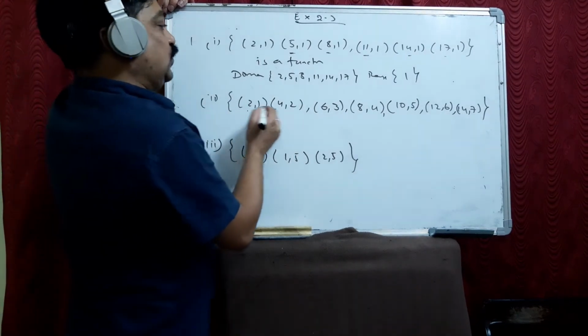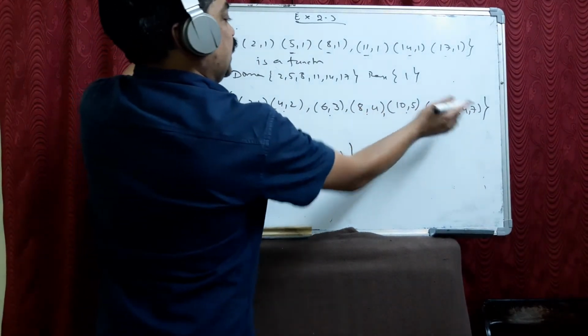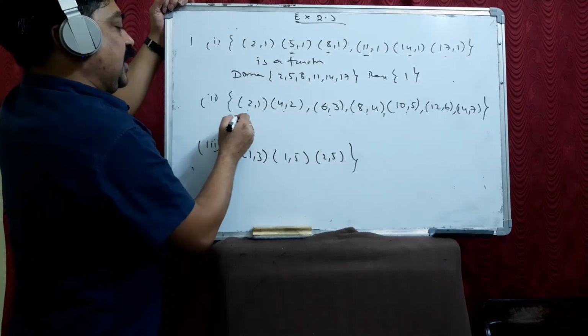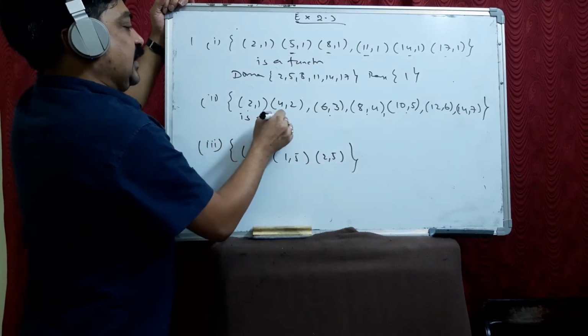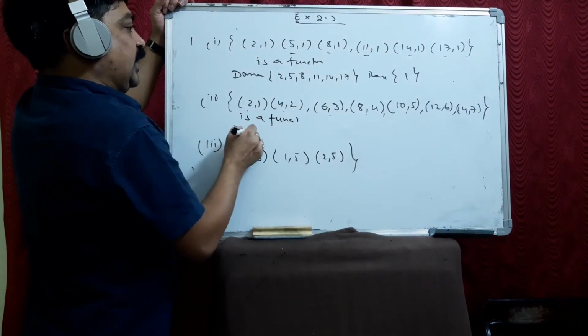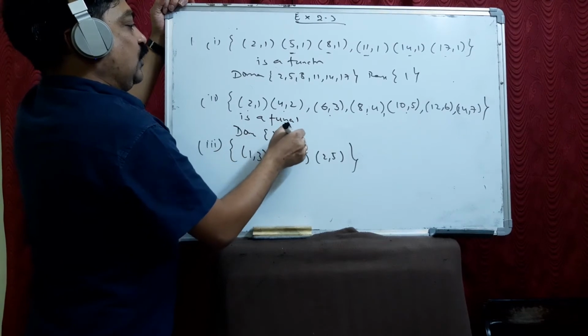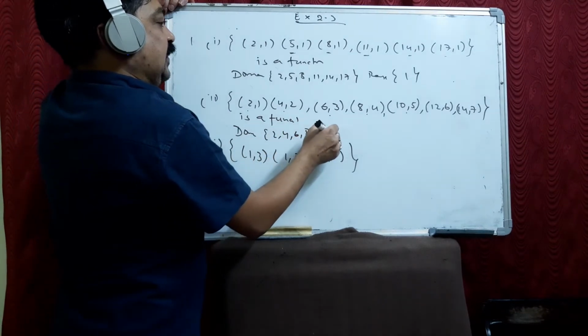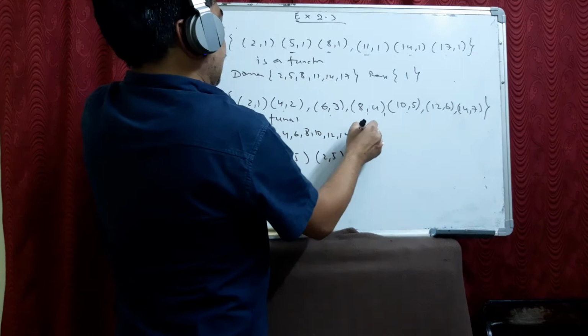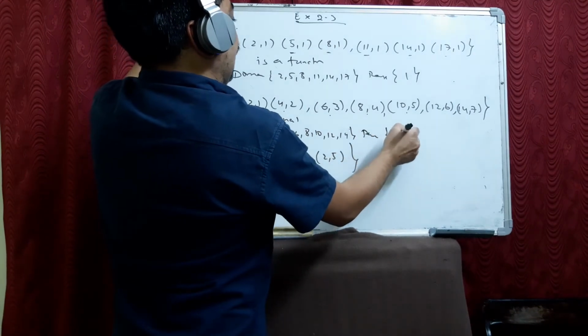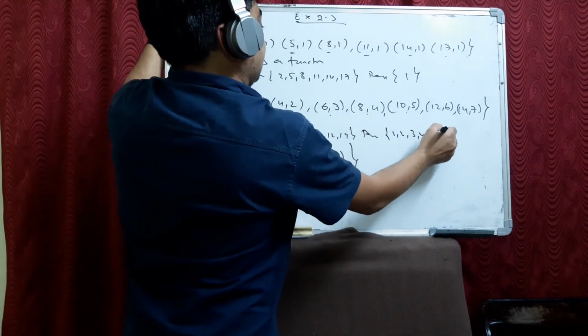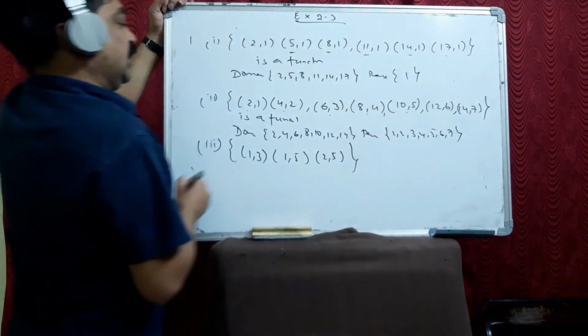Then the second one. Let us check 2, 4, 6, 8, 10, 12, 14. Yes, every element has an image, so it is a function. What is the domain? 2, 4, 6, 8, 10, 12, 14. And what is the range? 1, 2, 3, 4, 5, 6, 7.